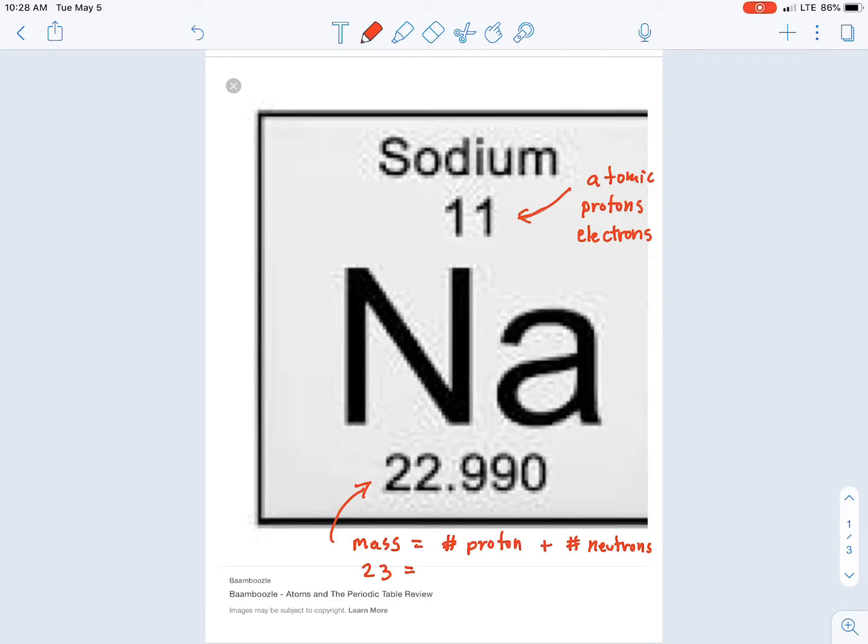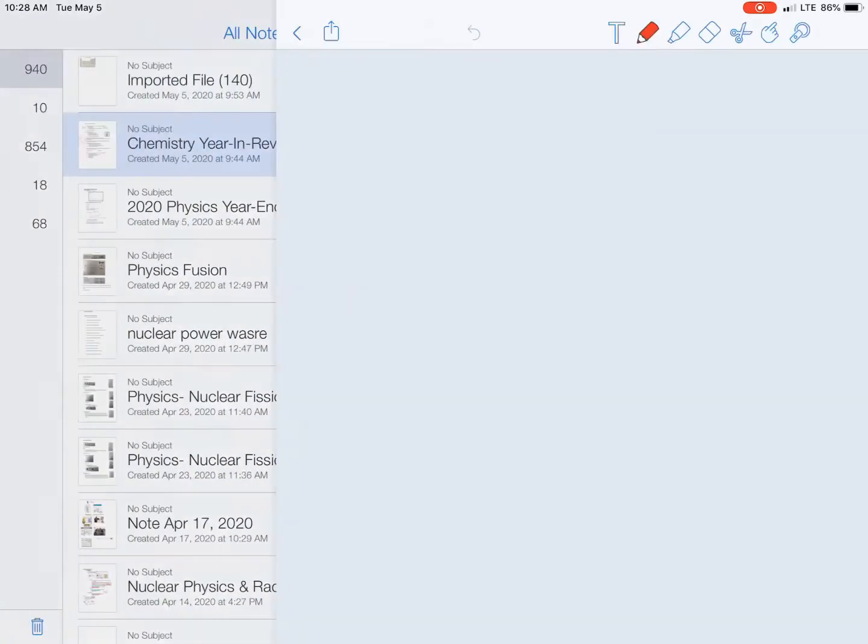Well, there were 11 protons and how many neutrons? Oh my gosh, advanced algebra. 12 plus 11 equals 23, so we have 12 neutrons. So take the mass number, subtract the atomic number from it, and you get the number of neutrons, also known as the neutron number. I hope that helps.